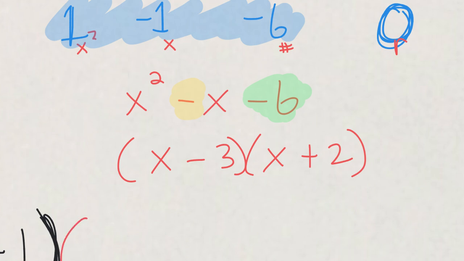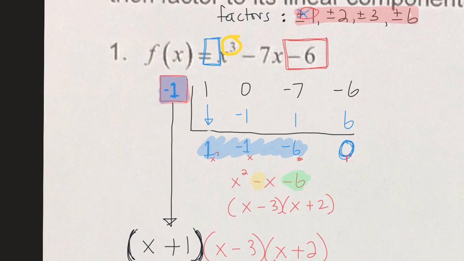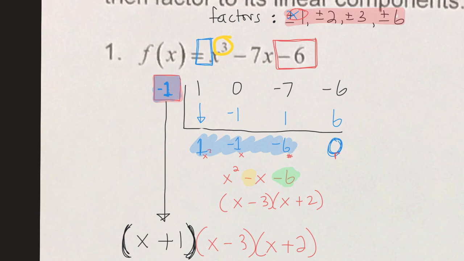We have found the factors from your quadratic, and combined with the one factor from your synthetic division, we now have written our polynomial in factored form, right, with linear components. So that means an x plus or minus, not an x squared. And so we're done. But one more step on your assignment says find the zeros.